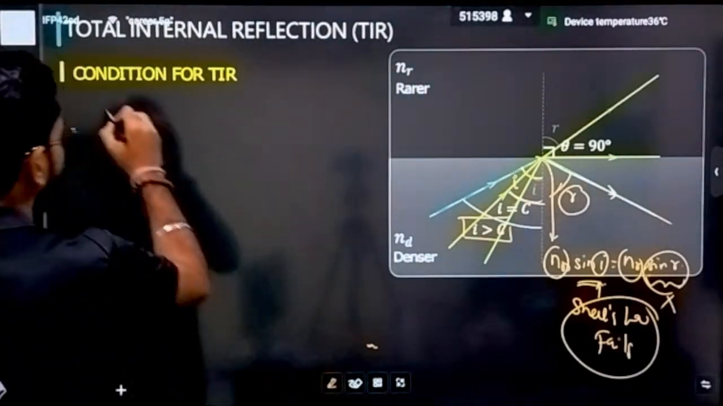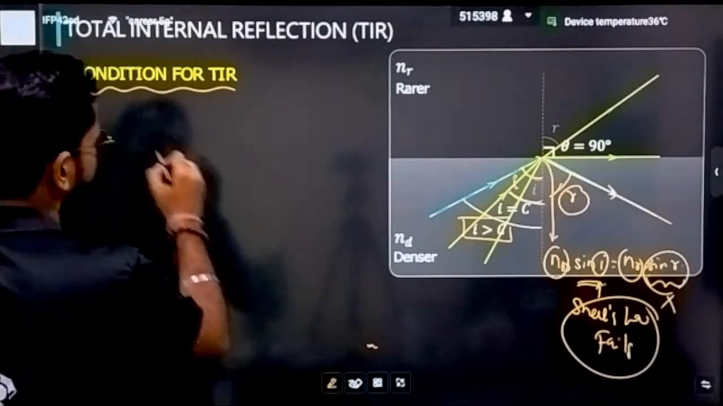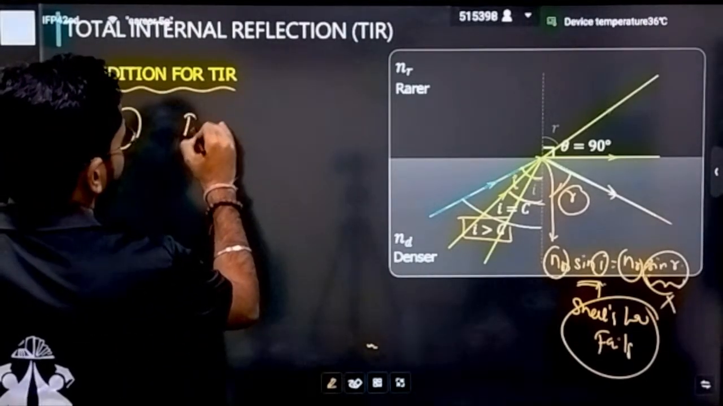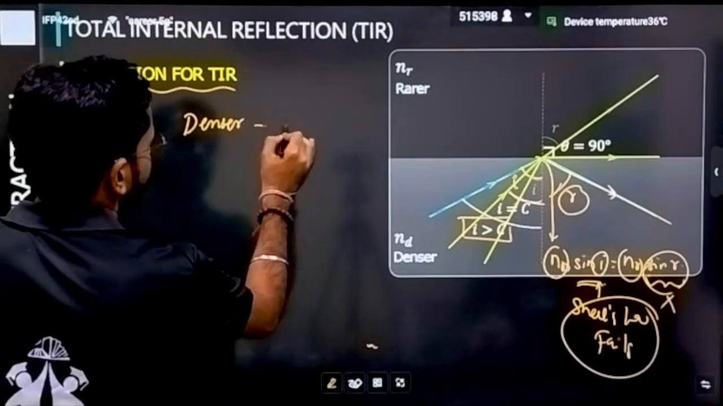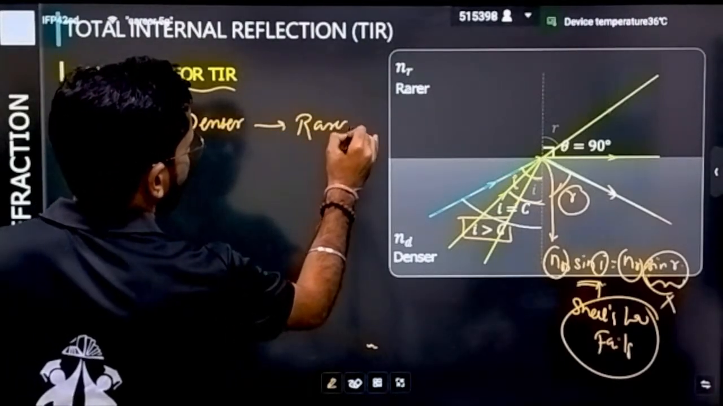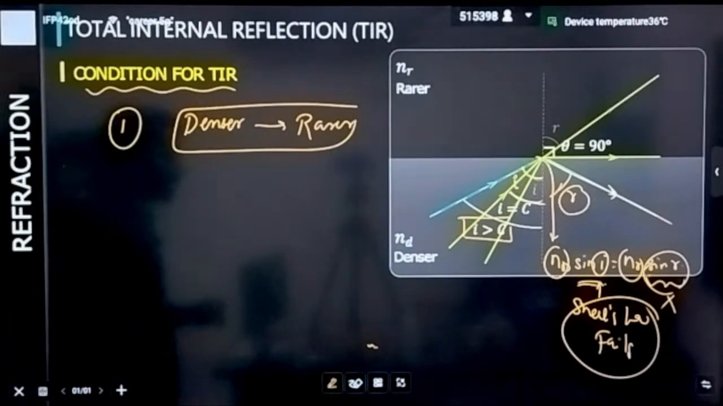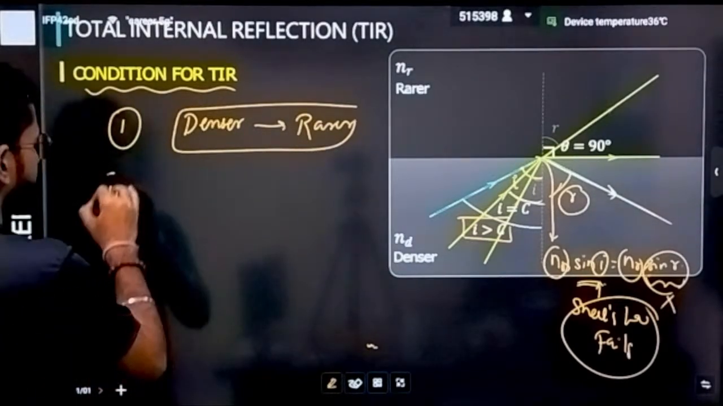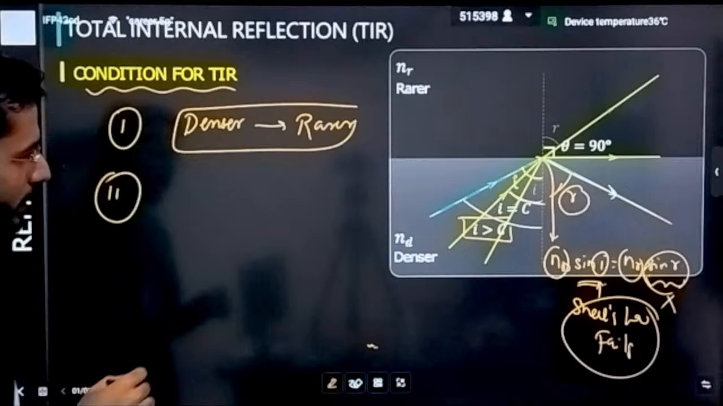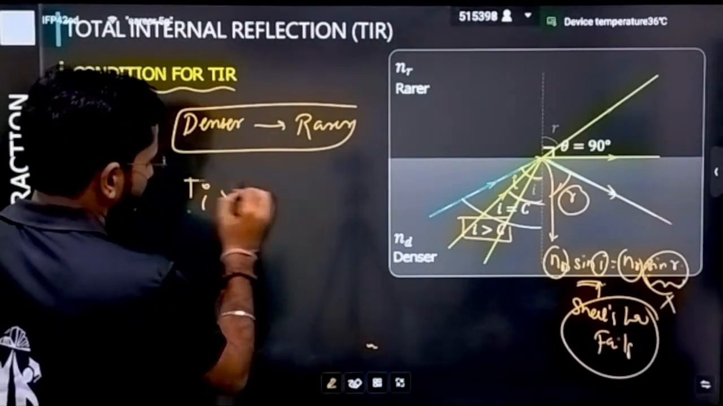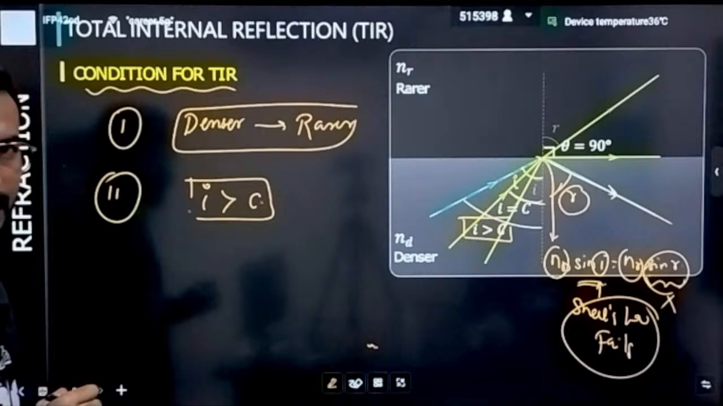So if I ask you to tell me the conditions of TIR, the first basic condition that you have to quote is that light should be going from denser to rarer medium. This is the first and foremost important condition that you have to satisfy. The second important condition is that the angle of incidence should be greater than C.